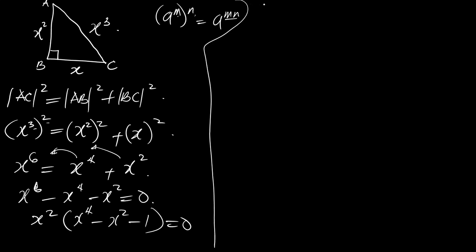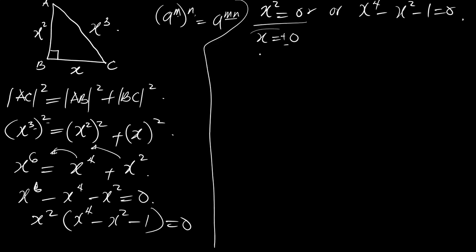Which implies that x raised to power 2 is equal to 0, or x raised to power 4 minus x raised to power 2 minus 1 is equal to 0. So x is equal to 0 from this, but we will not go for that solution because if this is 0, here is 0, here is 0, a triangle is not formed. So this is not part of it. Now we'll rely on this.